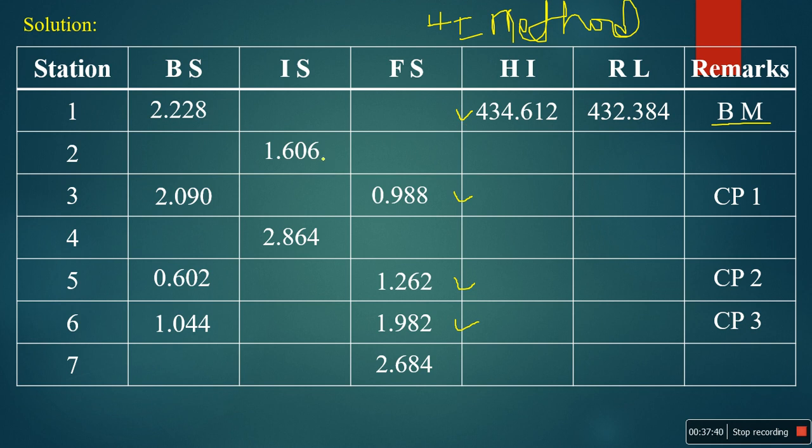Now up to the next two readings, this is second and this is third. These come under the same instrumentation, so there is no new height of instrument. So this height of instrument minus the IS will give the RL of the second staff station. Similarly, the same HI minus 0.988 will give the RL of the third staff station.